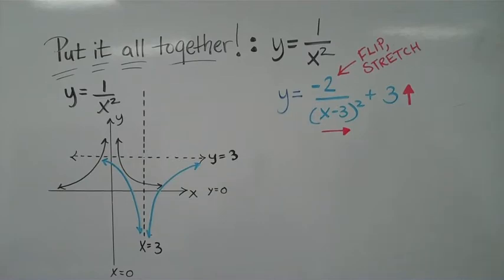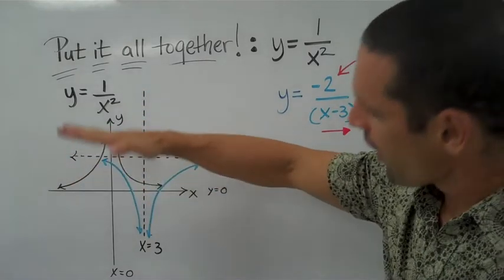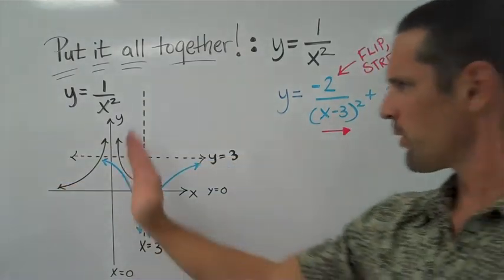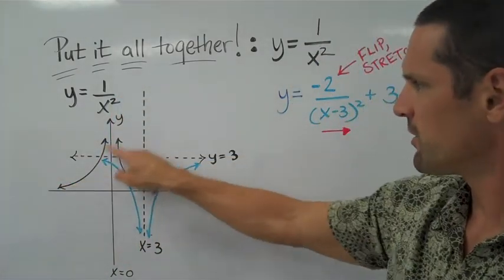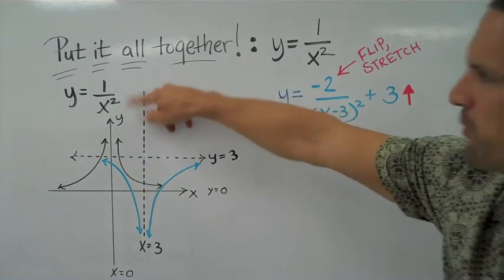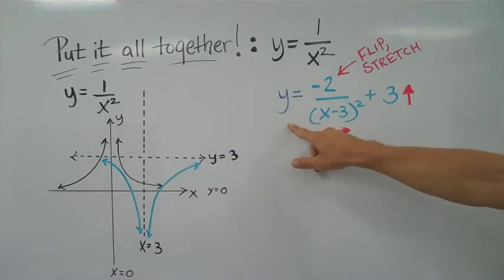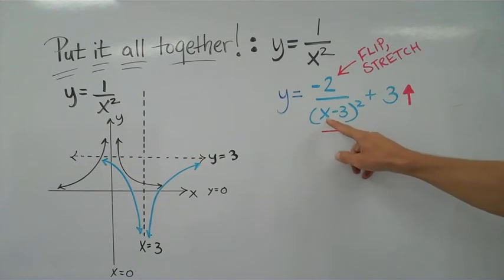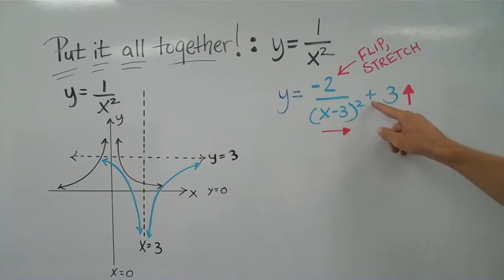Let's put it all together for the y equals 1/x function. Here I have that parent function with horizontal asymptote y equals 0 and vertical asymptote x equals 0, and you see it there in black. That's y equals 1/x squared. Well, what if we wanted to graph y equals negative 2 over the quantity x minus 3 squared, plus 3?